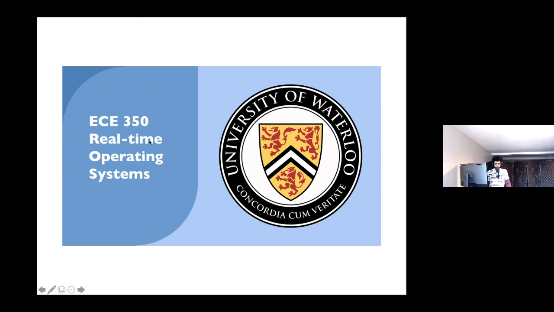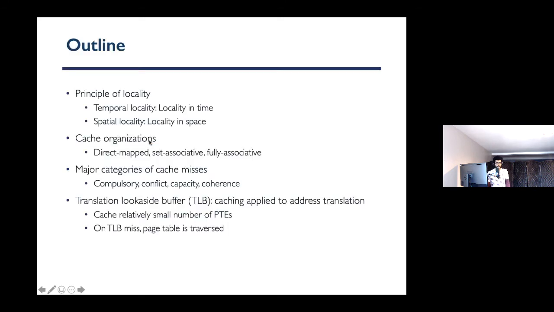Okay, let's get started. So in this lecture, we're going to talk about principles of locality. We're going to talk a little bit about cache organization. I know some of you are taking the computer architecture course, and you have seen caching methods. But for those of you who haven't, this should be good enough. Then we'll talk about major categories of cache misses, and then we'll talk about how we can use cache to speed up address translation using translation look-aside buffers.